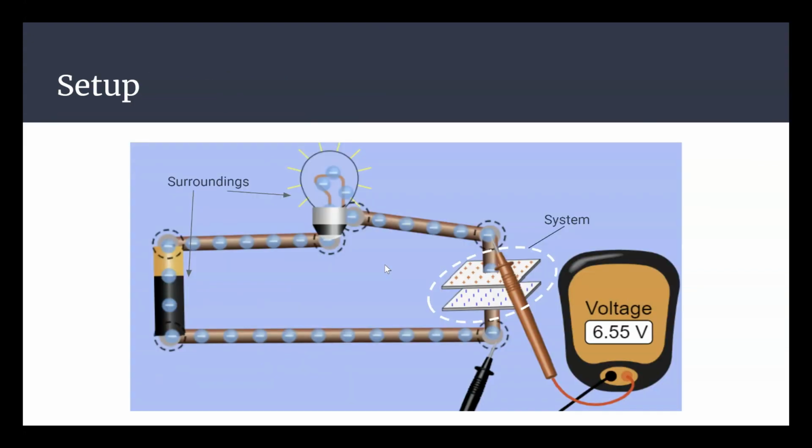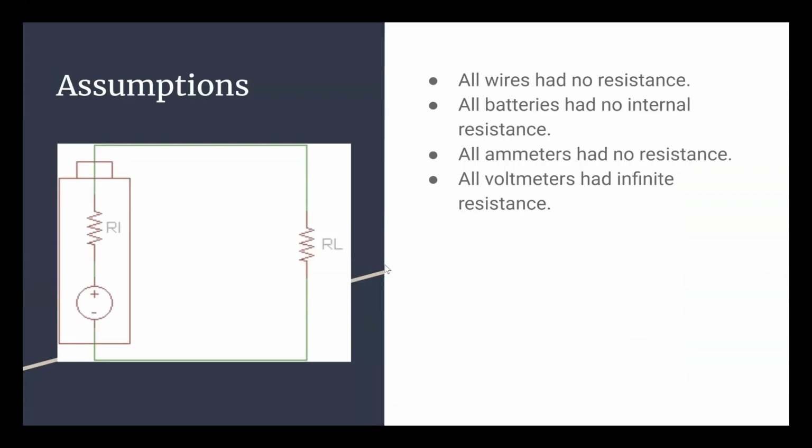So here's the setup. Basically, what was being measured was a property of the system, while everything else in the circuit can be considered the surroundings. For example, if we were measuring the voltage across a capacitor, the capacitor would be the system, while the battery and other resistors in the circuit would be the surroundings. So some assumptions include that all wires and batteries had no resistance, all ammeters had no resistance, and all voltmeters had infinite resistance. Otherwise, the math would have been a little more complicated.